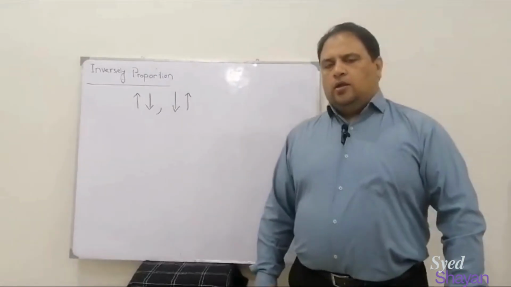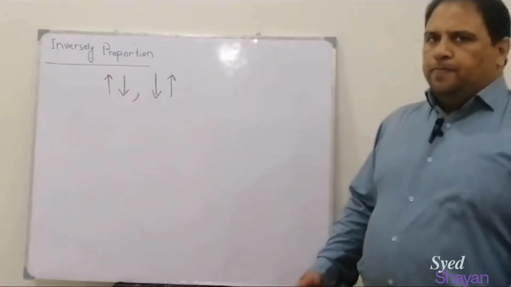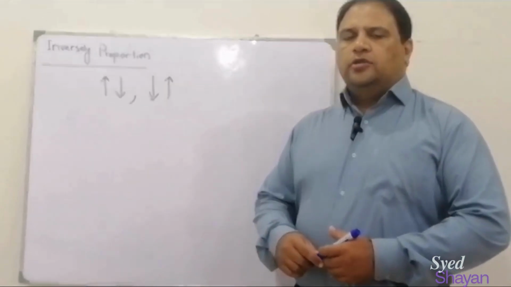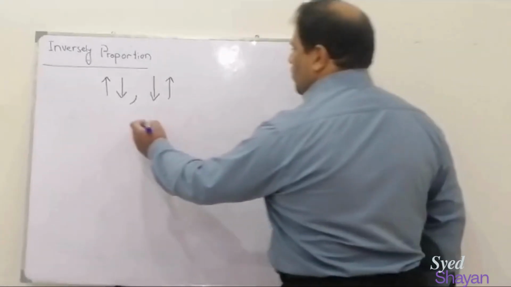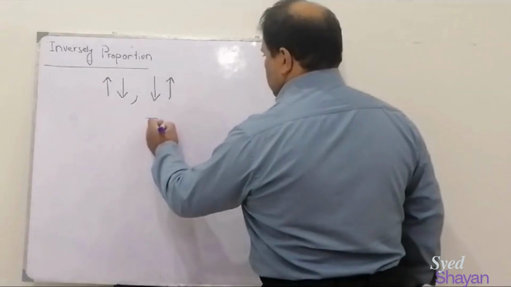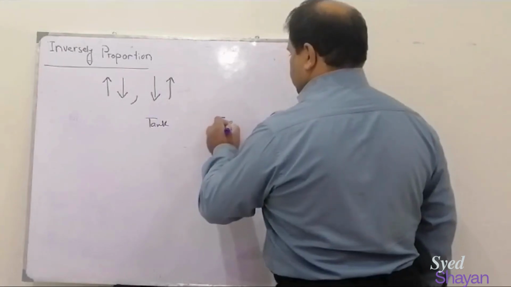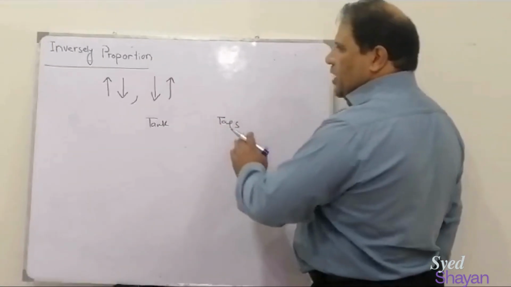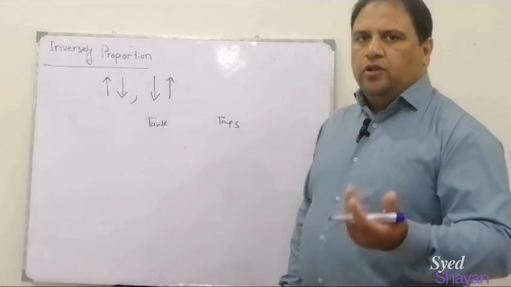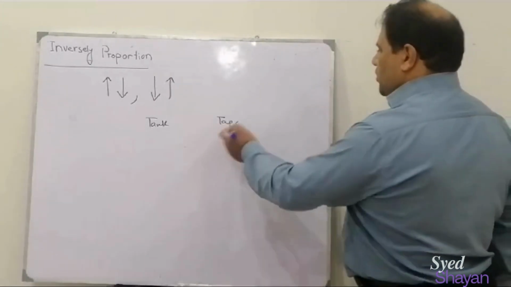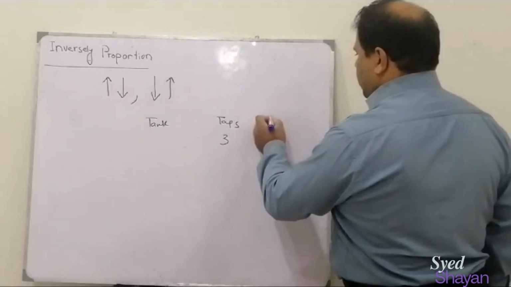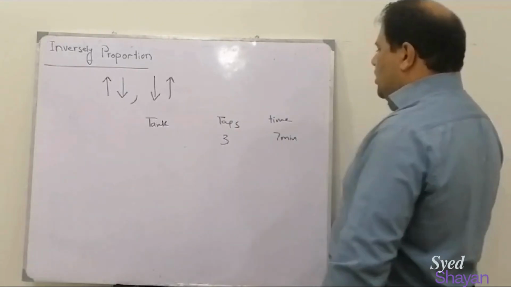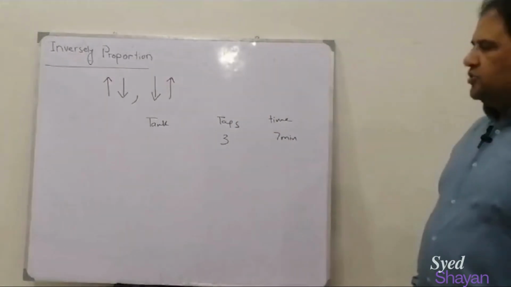We can take an example. For example, there is a water tank, and it is filled by taps. Three taps fill the water tank in 7 minutes. For example, we have three taps and time is 7 minutes. Three taps fill the tank in 7 minutes.